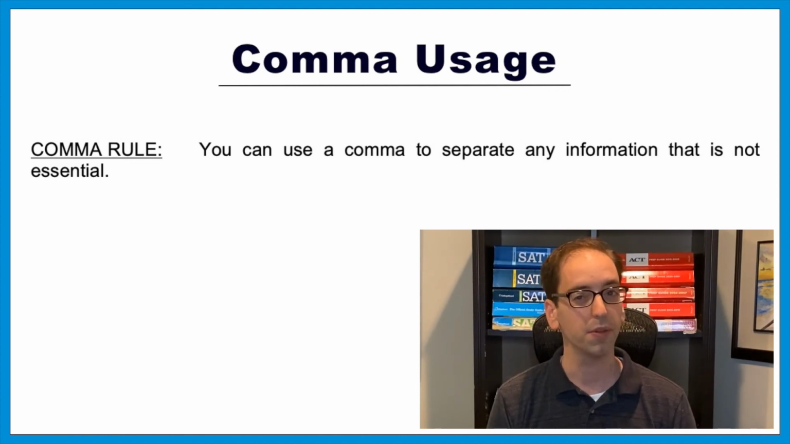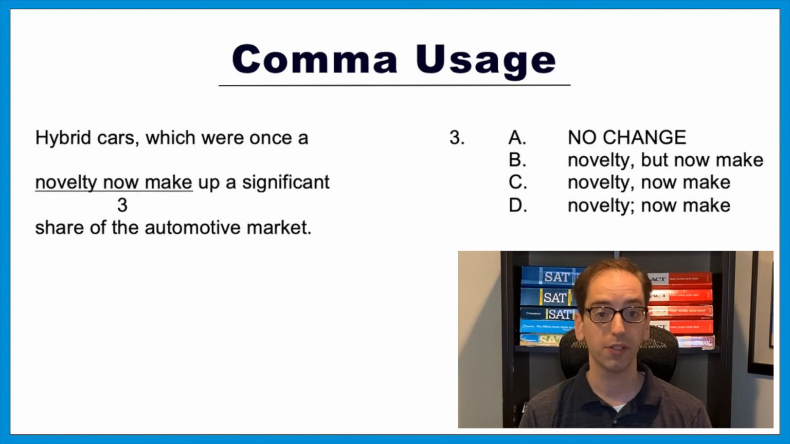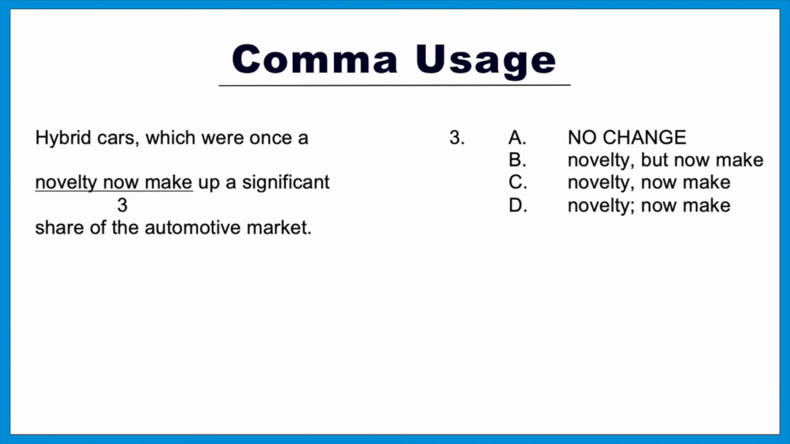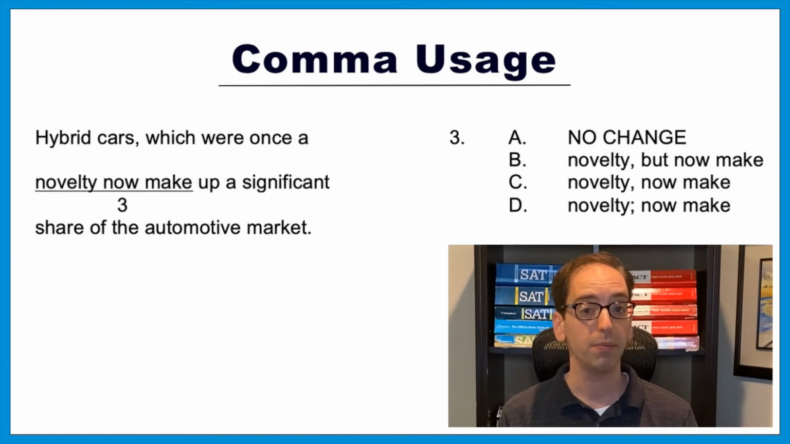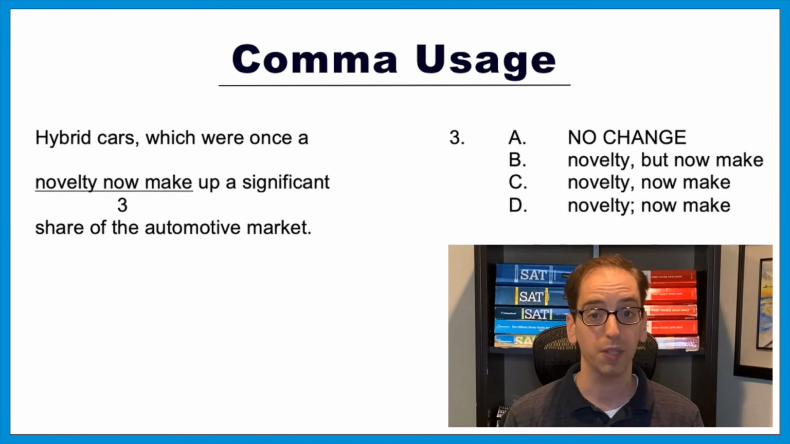Let's see how it comes up on a question. Hybrid cars, which were once a novelty, now make up a significant share of the automotive market. Press pause, give it a shot. Again, the main thing you want to ask is if we have a chunk of words that we don't need. Yes, we don't need that little chunk, which were once a novelty. That's a little extra description about hybrid cars, but we don't need it for the whole sentence. Let's prove it. I'm going to read this sentence without that little chunk. Hybrid cars now make up a significant share of the automotive market. That's fine. The sentence makes sense without that portion.